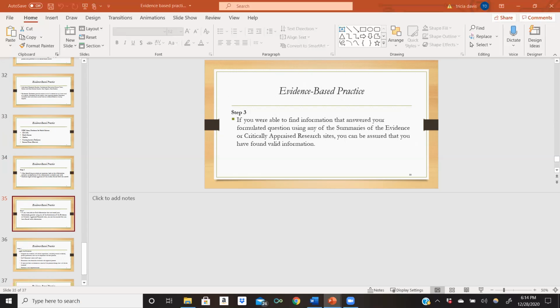So step 3, again, if you were able to find information that answered your formulated question using any of the summaries of the evidence or critically appraised research sites, you can be assured that you have found valid information. So you know that if you're searching for the topic that we were talking about, and you were able to find any of that information under summaries of evidence or critically appraised, then you know you found really good, valid information that you can go off of.